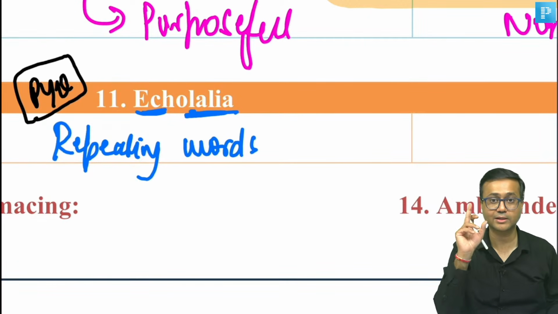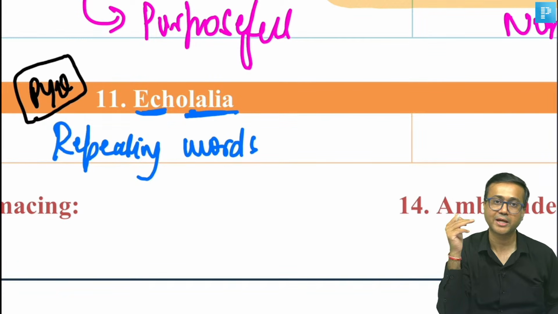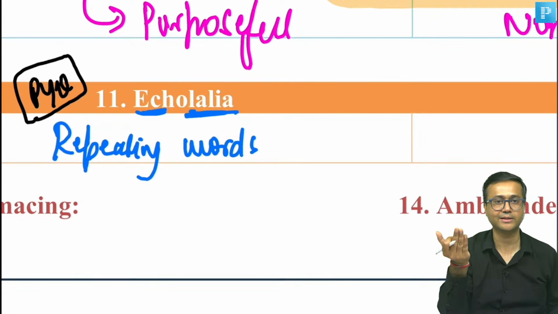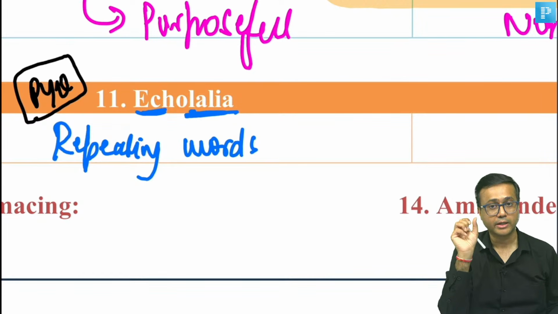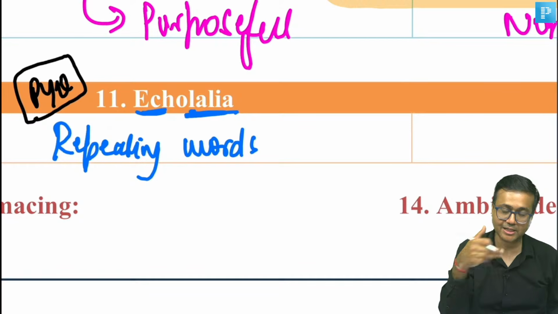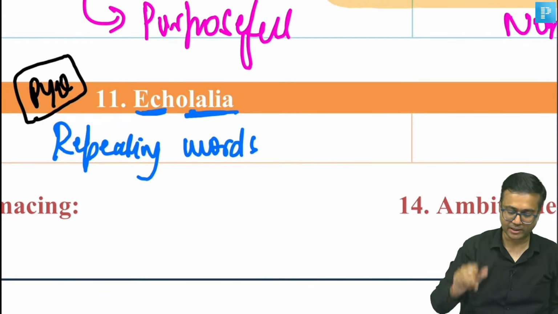Na? Somebody was asking, sir, echolalia और perseveration में क्या difference है? Echolalia, whatever he is hearing, he is repeating that. While in perseveration, initially what he said was relevant, now that same thought is repeating beyond the point of relevance.